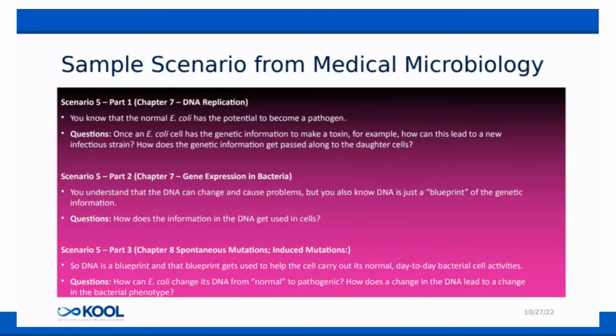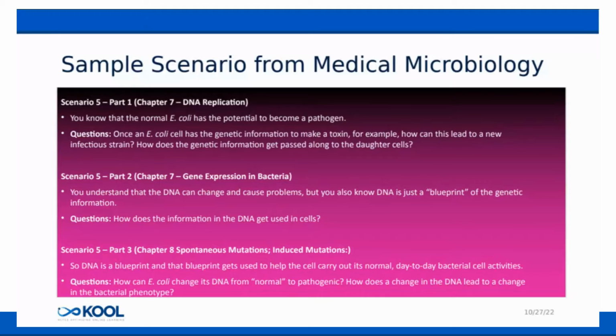So for example, this first part, because it's later in the semester, said that normal E. coli has the potential to become a pathogen. And then the questions that you would ask in this case were, once E. coli has this information, how does it lead to a new infectious strain? How does it get passed along? And so in this perspective, we were looking at the DNA chapter, and the topic was DNA replication.